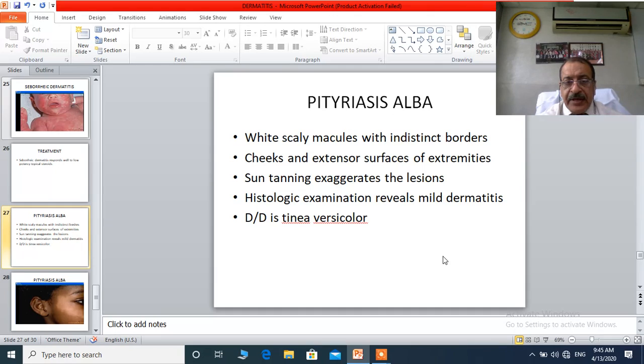So the child will have white scaly macules which have indistinct borders. Cheeks and extensor surfaces of the extremities are affected. Sunbath or sun tanning can exaggerate the lesion. Histological examination reveals mild dermatitis. It must be differentiated from a fungal infection which is known as tinea versicolor.